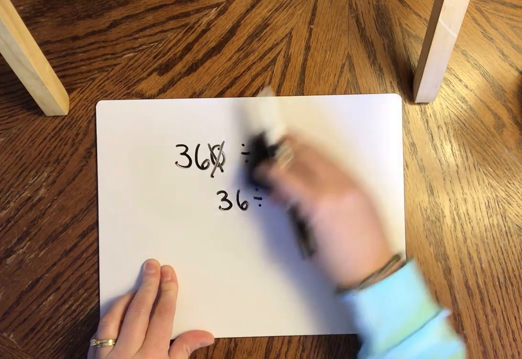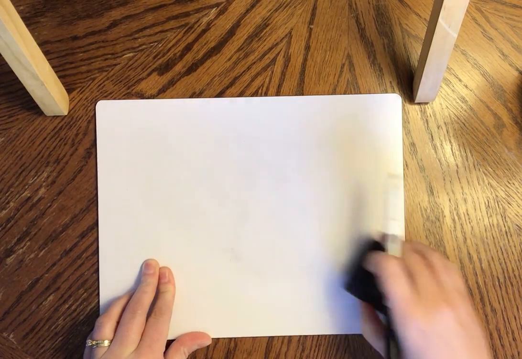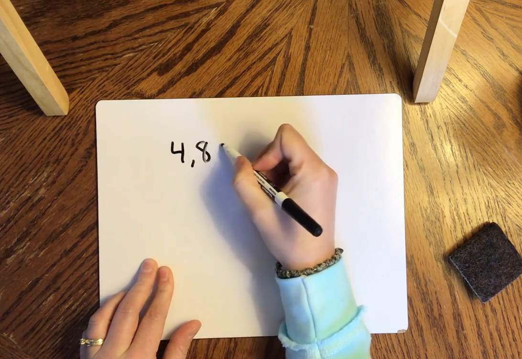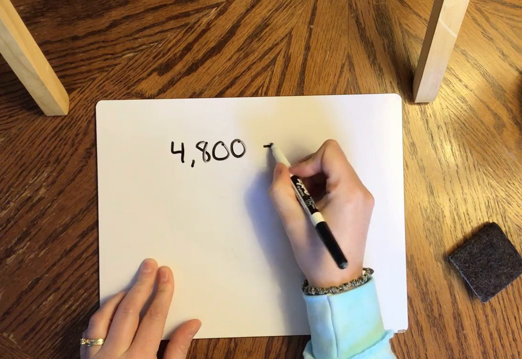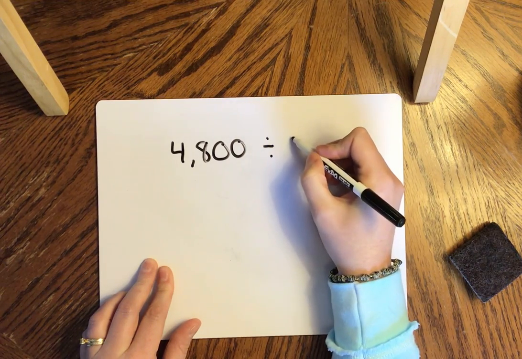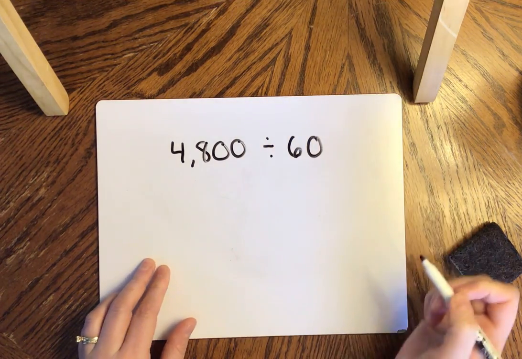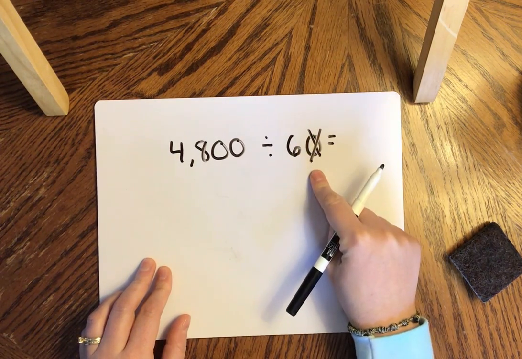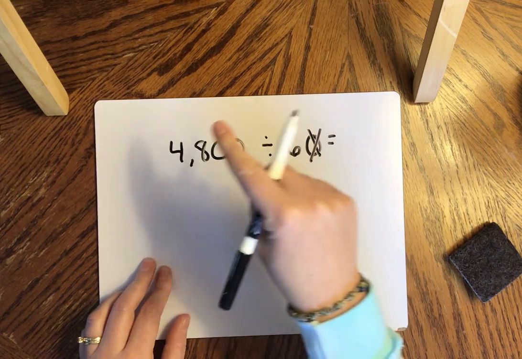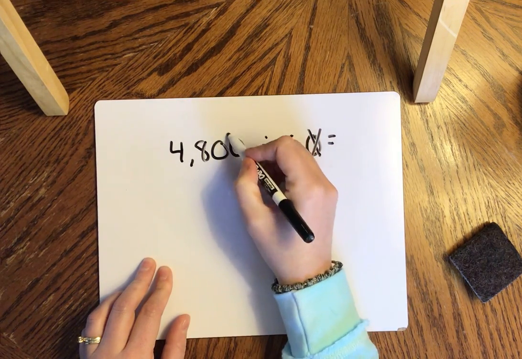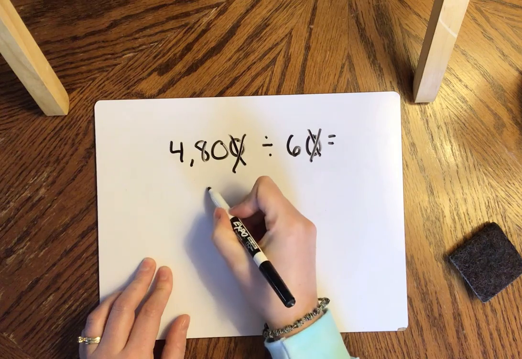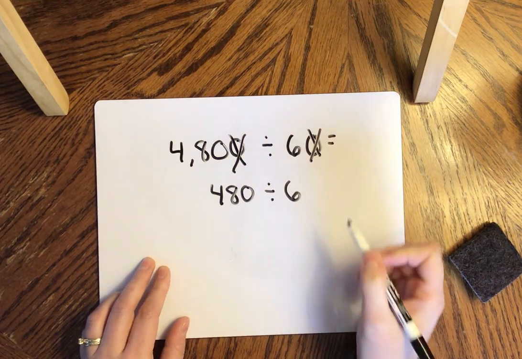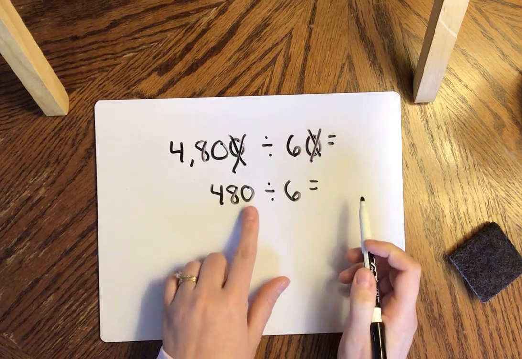Let me show you a bigger number. Let's say that we have 4,800 divided by 60. Okay, again, you cross off the zeros in the divisor, match them in the dividend. We only crossed off 1, so rewrite the problem. 480 divided by 6.